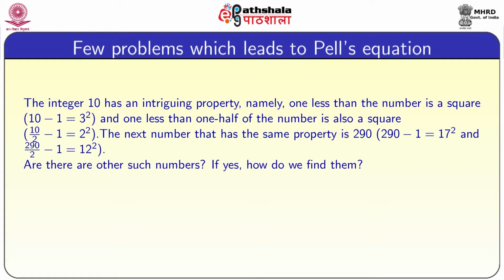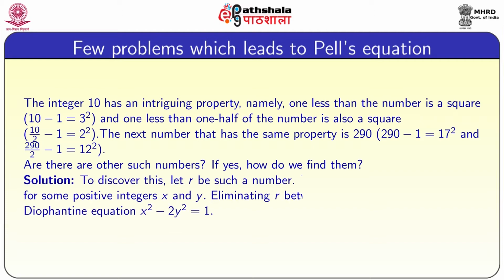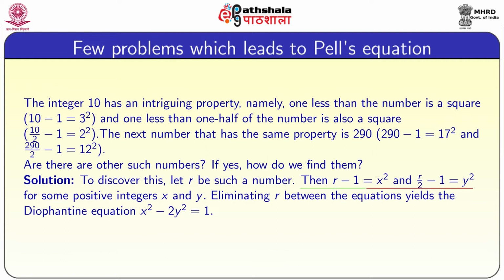Now, the question is, are there other such numbers? If yes, how can we find them? The solution: to discover this, let r be such a number, then r minus 1 is x square, r by 2 minus 1 is y square for some positive integers x and y. Eliminating r between the equations yields the Diophantine equation x square minus 2y square equal to 1. So, this is a very different problem, but finally we end up with Pell's equation.